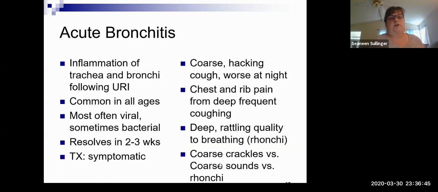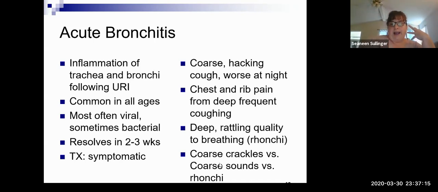So acute bronchitis, that's the trachea and the bronchi in the upper respiratory tract. Following an upper respiratory infection, you can get it at any age, usually viral, sometimes bacterial. It tends to resolve in a couple weeks. You're treating the symptoms because it's an inflammation, unless it was bacterial, then you'd have antibiotics. You're going to have that coarse, hacky cough, generally worse at night. Sometimes from coughing so hard, you can have chest and rib pain.